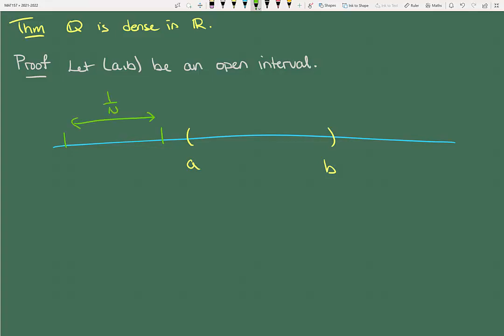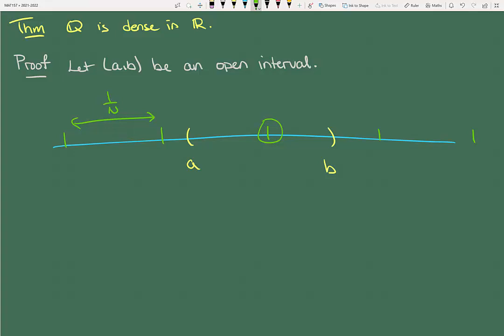And if I just keep making those ticks, the idea is that eventually one of these ticks will live inside of the interval, and I'll have proven what I want to, right? Because that's what I'm trying to do. I'm trying to show that this open interval contains a rational number.